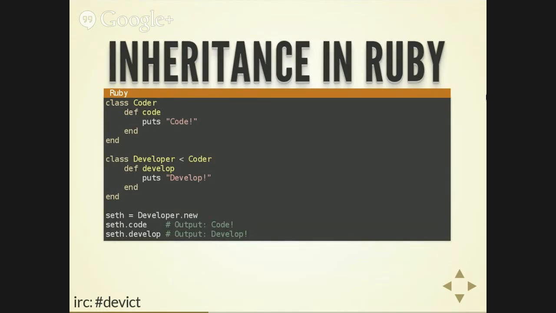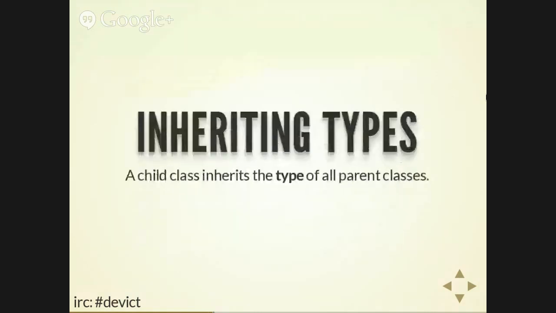In Ruby, when you extend classes, you don't use the keyword extends. One of the key features of Ruby is short syntax and things being concise. So they use a less than sign, like a left arrow. It's saying that all the properties and methods of coder are put onto developer. So developer extends coder. And here's the exact same thing. When I say Seth is developer.new, Seth code, Seth develop. So that's just basic inheritance.